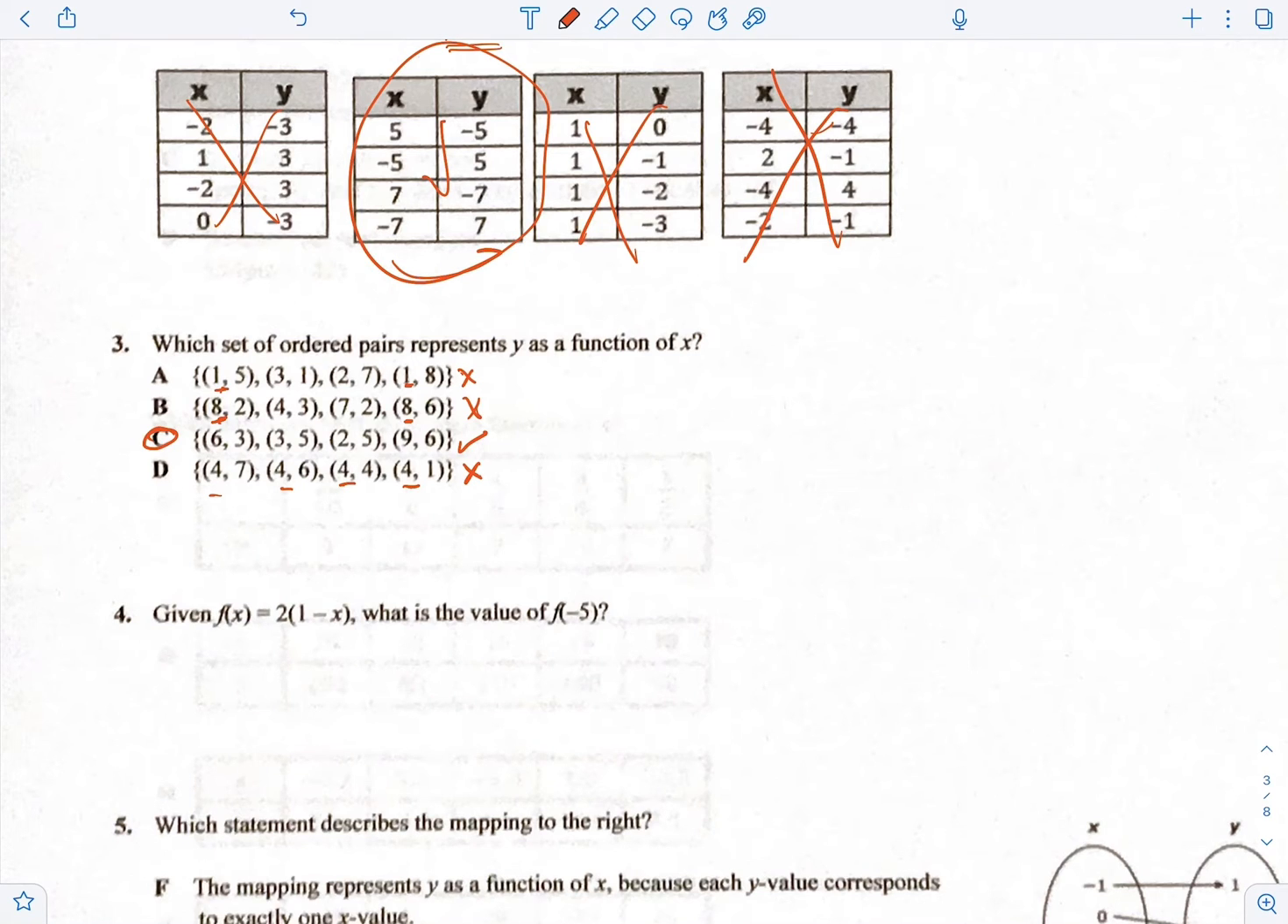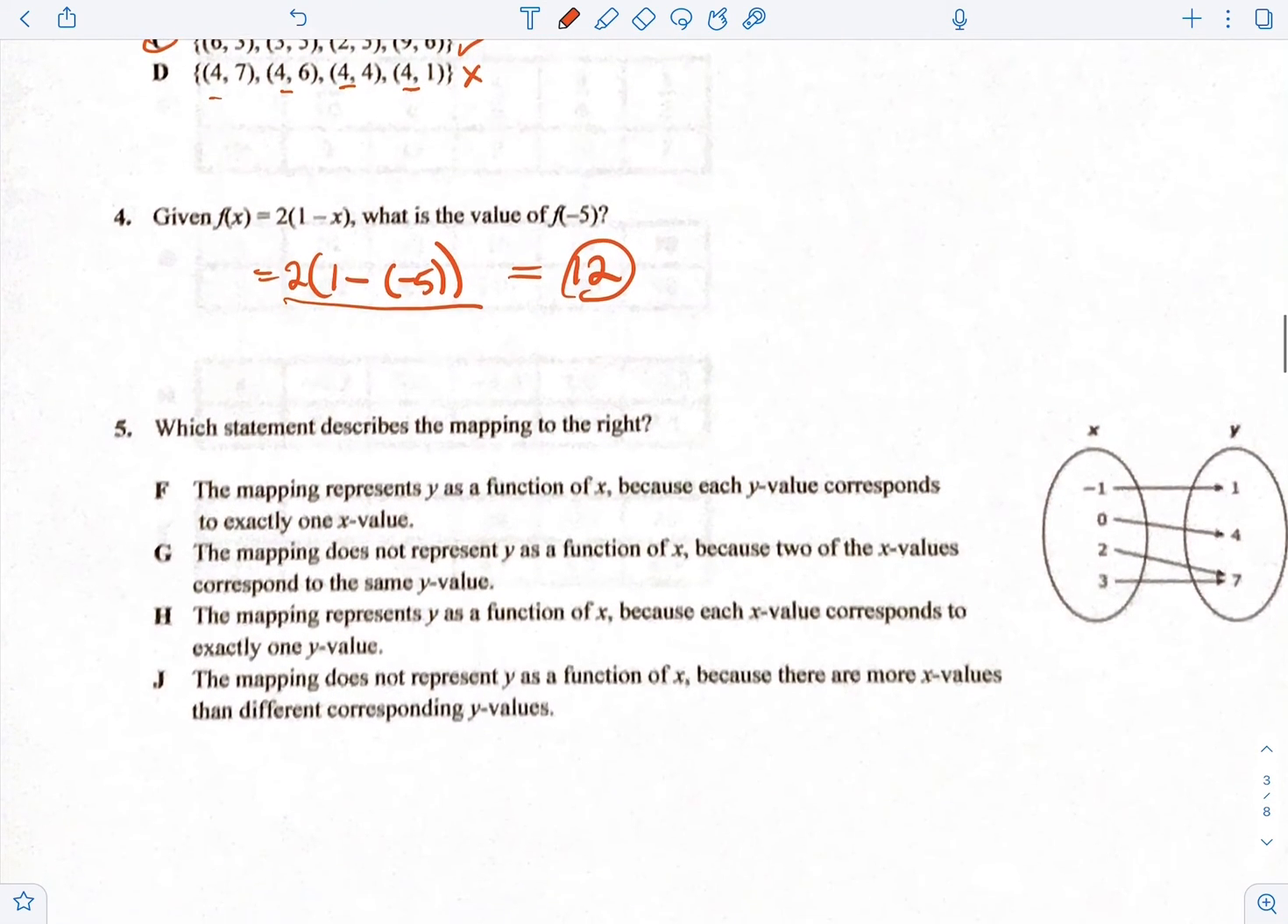With number 4, it says f of x equals 2 times (1 minus x). What is the value of f of negative 5? Well, that becomes 1 minus our x, which is negative 5, and we're going to simplify it. Listen, the calculator is your friend, so plug it all in, just as I have written it here. Okay? And what we should get out is 12. All right, that's what we should get out.